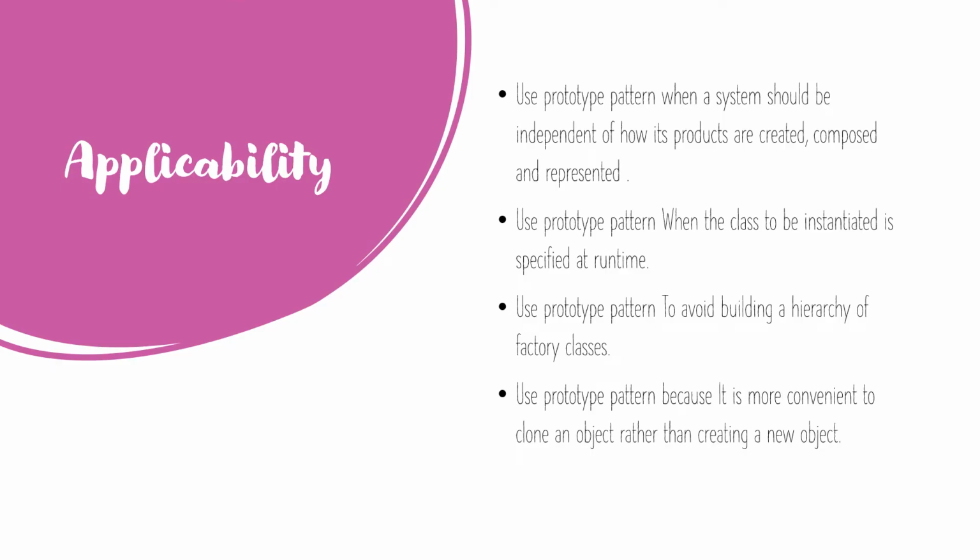Next is applicability. The prototype pattern is used when a system should be independent of how its products are created, composed, and represented. It is used when the class to be instantiated is specified at runtime. It is also applicable to avoid building a hierarchy of factory classes, and when it is more convenient to clone an object rather than creating a new object.